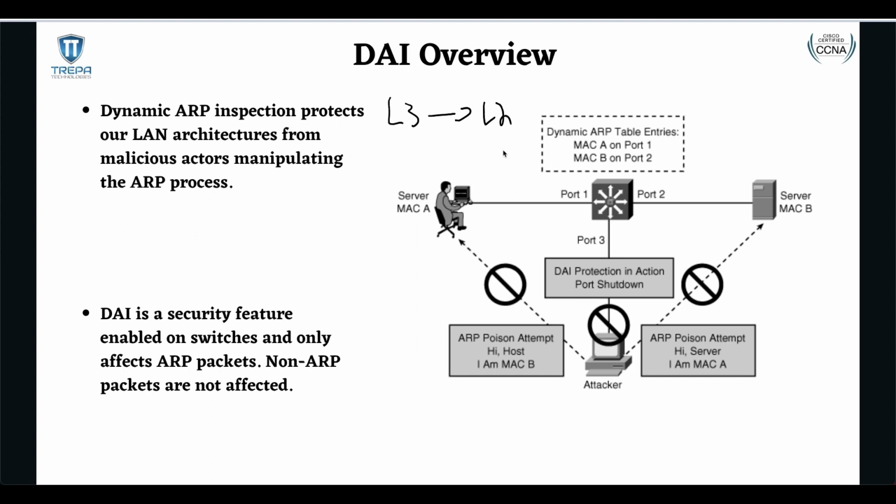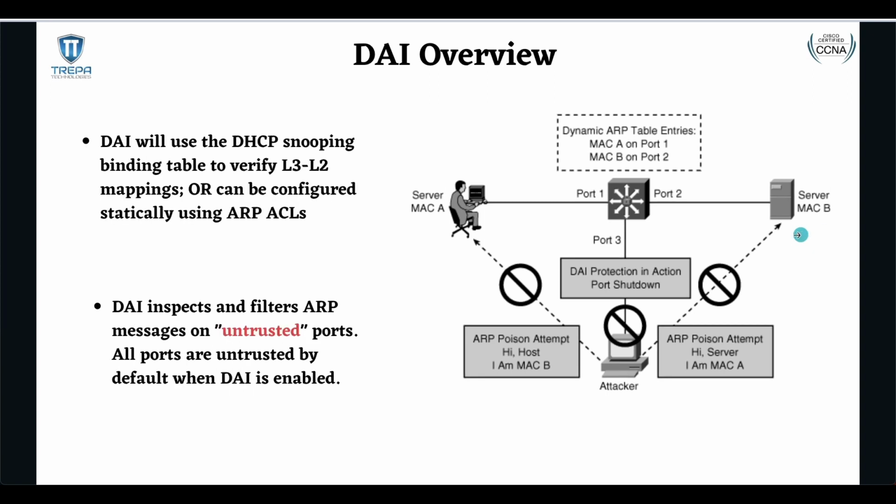So DAI, or dynamic ARP inspection, is a security feature enabled on switches, and it only affects ARP packets. So when we enable dynamic ARP inspection, the only thing it's going to filter is ARP packets. Non-ARP packets are not affected. So just ARP, guys. It won't affect anything else. Now, of course, if you can't resolve, right? If you can't build an ARP table, well, then you're not getting anywhere on the network. But again, as the technology itself, dynamic ARP inspection only affects ARP packets.